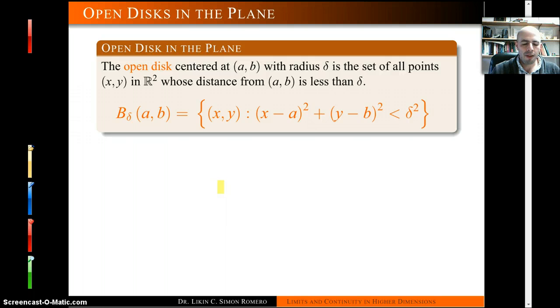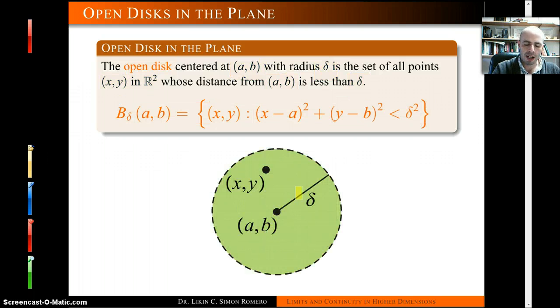So the open disk centered at (a, b) with radius delta is the set of all points (x, y) in R2 whose distance from (a, b) is less than delta. This is more or less how you would write it in set notation, and geometrically what it says is all the points that are less than delta away from (a, b). So you can see that it's all the green points that I'm putting over here.